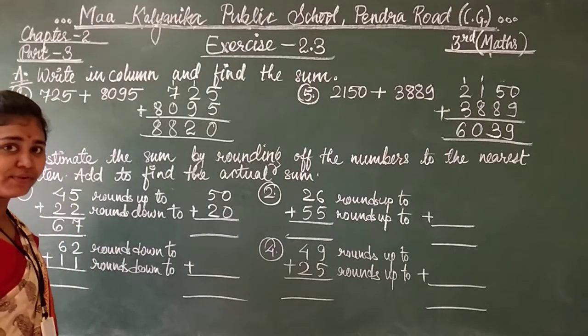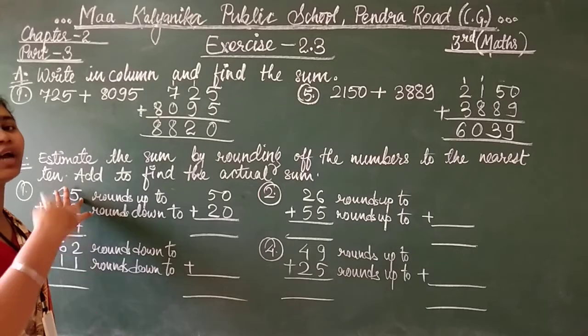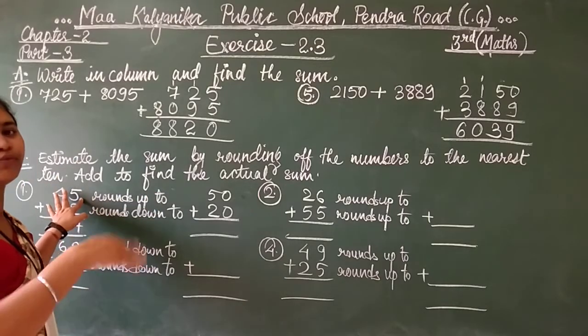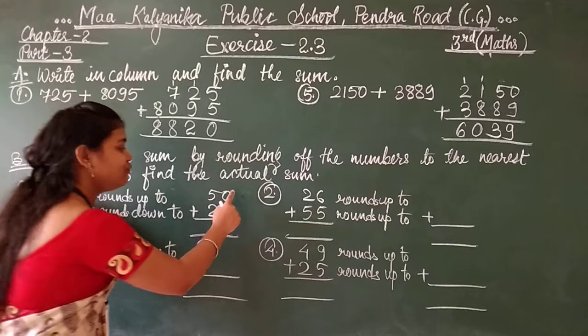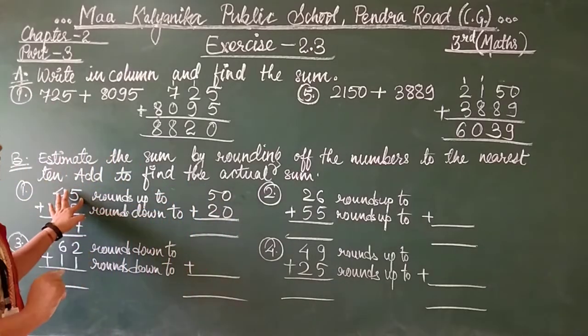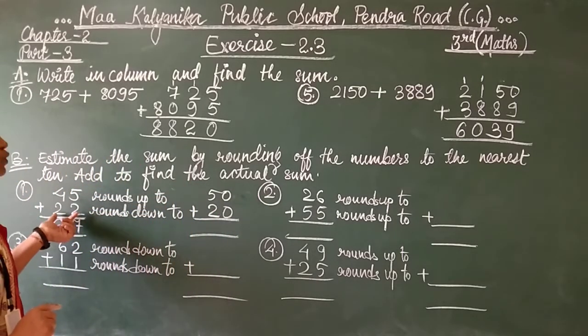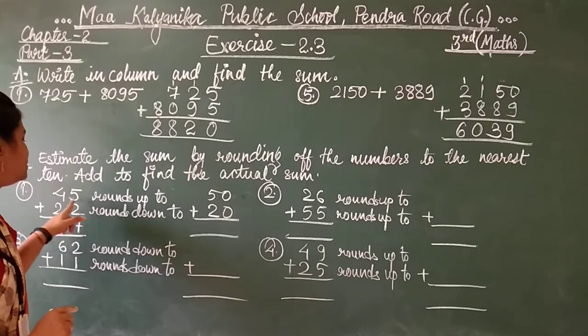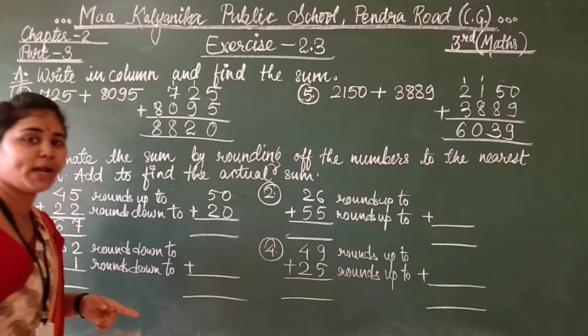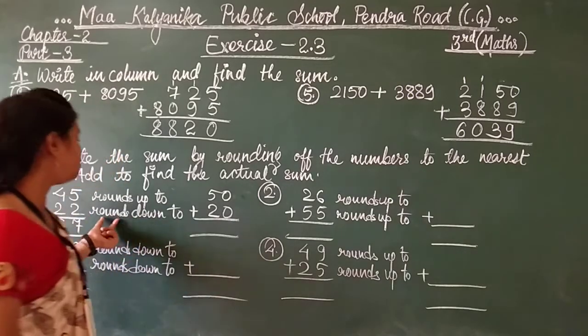Ones place 5 is there. So it will be round up to. Means it will move to the next number. 40 and 50 is there. It will move to 50. So that's why 50 is given. Now 22. 22 will come in which range? Means round up to tens. So 22 will come in between 20 and 30. So rounds down to.